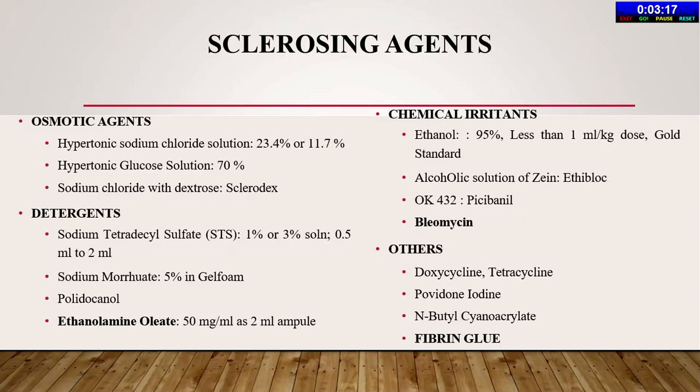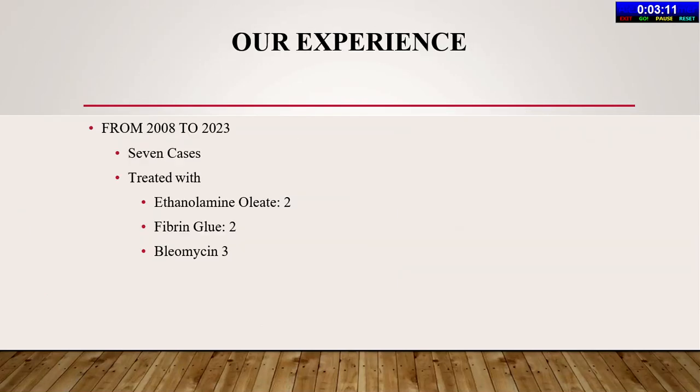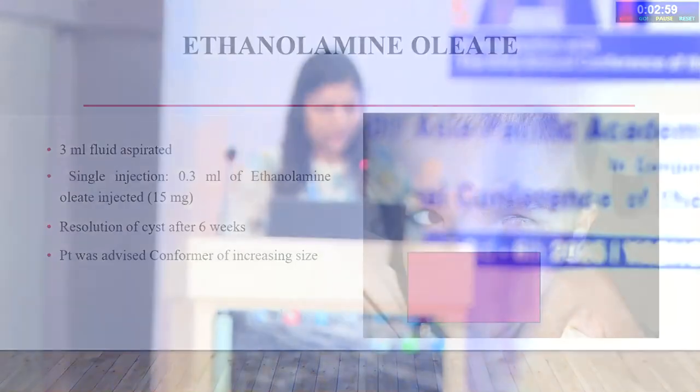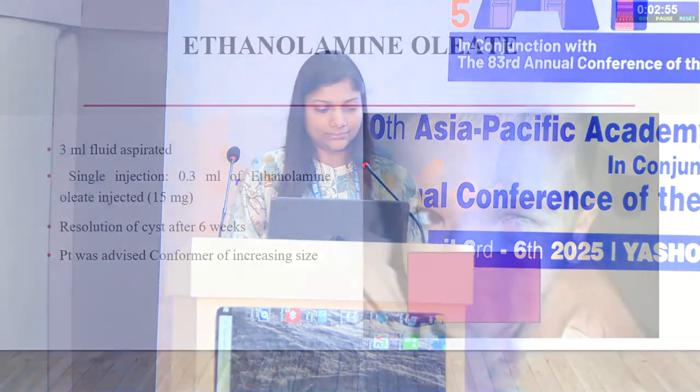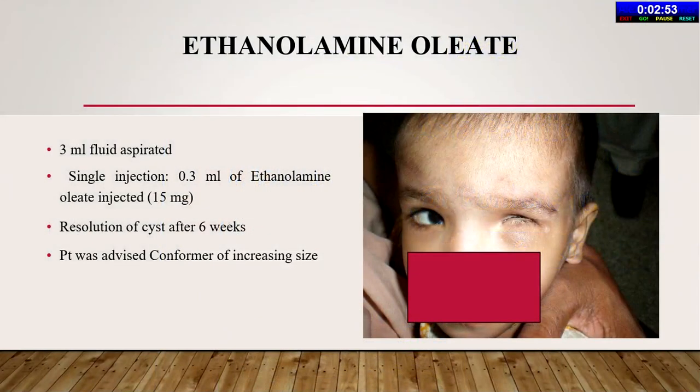Of the various sclerosing agents, we are using ethanolamine oleate, bleomycin, and fibrin glue in our cases. The study was done over the period of 2008 to 2023. We included 7 cases: 2 with ethanolamine oleate, 2 with fibrin glue, and 3 with bleomycin. In the first case we used ethanolamine oleate, 0.3 ml was injected. Resolution of the cyst was noted in 6 weeks.